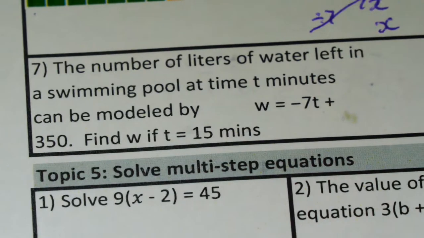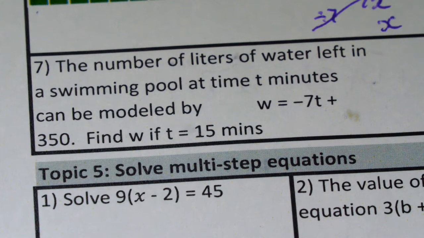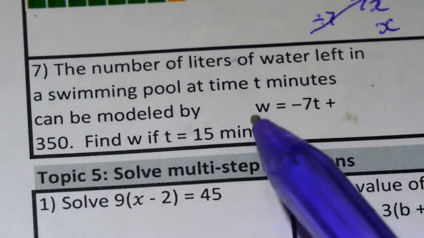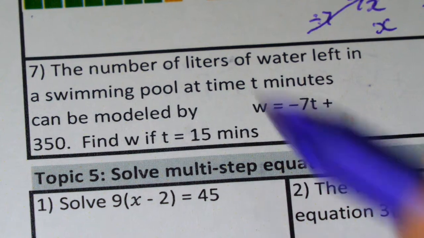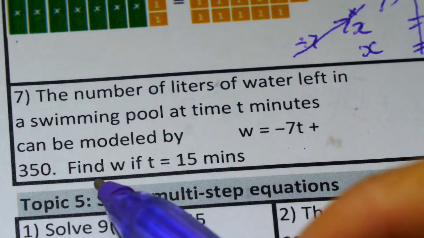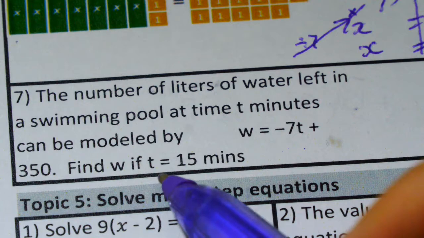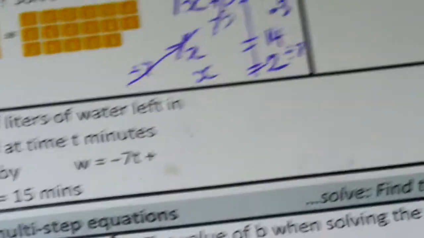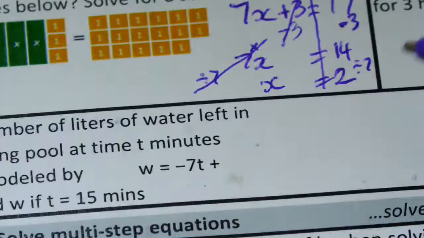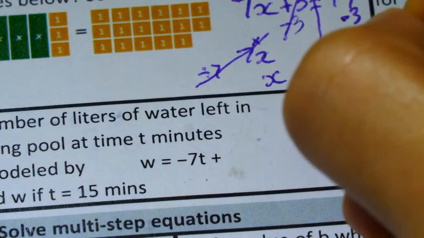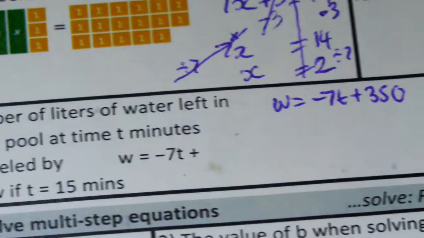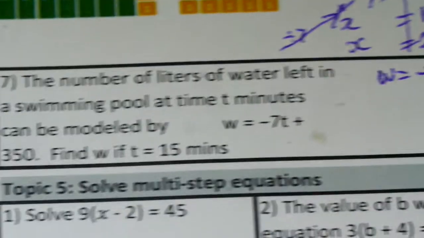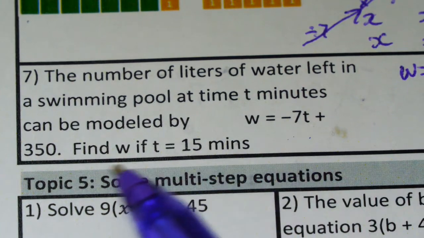Question 7. The number of liters of water left in a swimming pool at the time t minutes can be modeled by W equals minus 7t plus 350. Okay, so now the question is asking find W if t equals 15 minutes. So I'm going to write this question again. W equals minus 7t plus 350. This is our question.